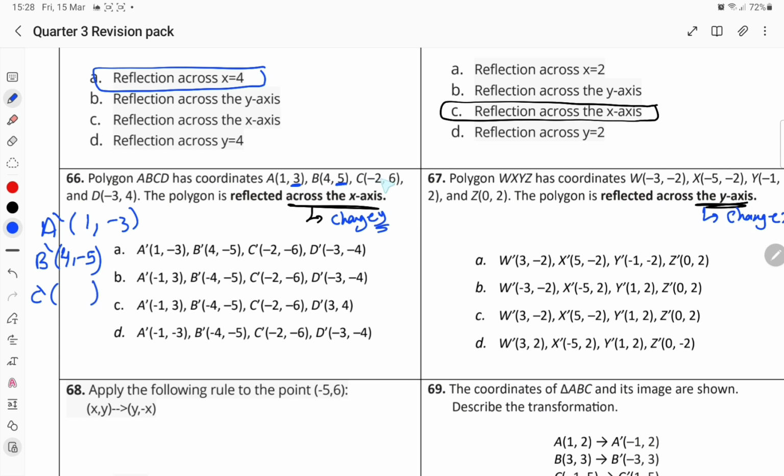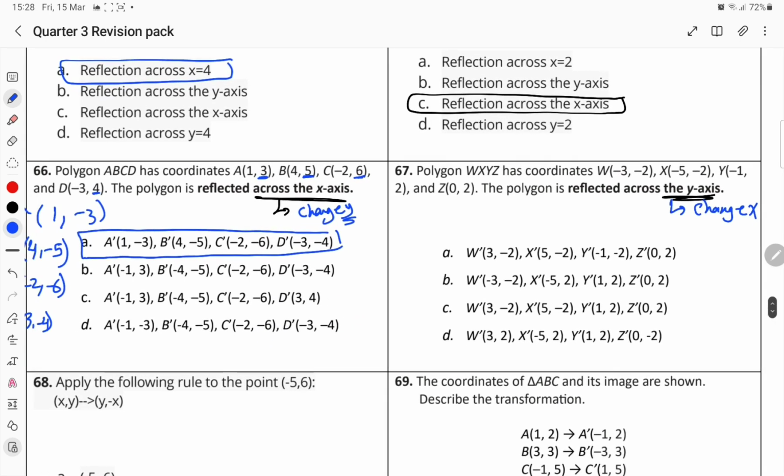C prime, where is the y? The 6, change it. So it becomes -2, -6. D prime, -3 and -4. -3 as it is, and I just change the y, which becomes -4. So which one is the correct answer? Which one has 1, -3, 4, -5, -2, -6, -3, -4? Yes, the 1 is as it is, the 4 as it is, negative 2 as it is, and negative 3 as it is. Yes, here's the correct answer.